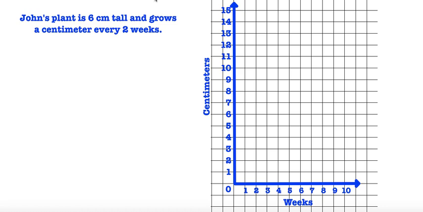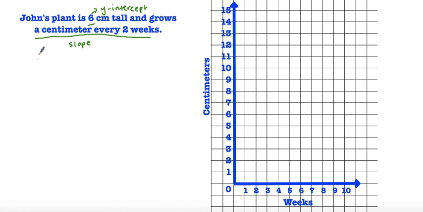So here we have another problem, and it reads, John's plant is 6 centimeters tall and grows a centimeter every 2 weeks. So again, if his plant is 6 centimeters tall, this is our y-intercept because it's our initial value. And if it grows a centimeter every 2 weeks, this whole line here is our slope. And I'll show you what I mean by that.